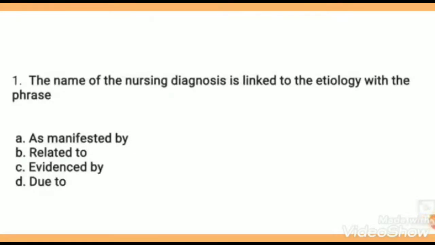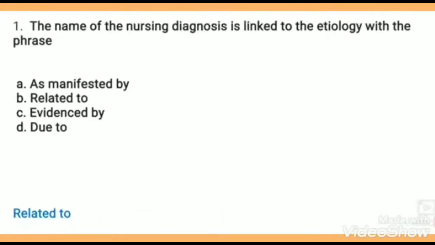First question. The name of the nursing diagnosis is linked to the etiology with the phrase as manifested by, related to, evidenced by, or due to. So, the correct answer: the name of the nursing diagnosis is linked to the etiology with the phrase related to. For example, risk for impaired skin integrity related to surgery.